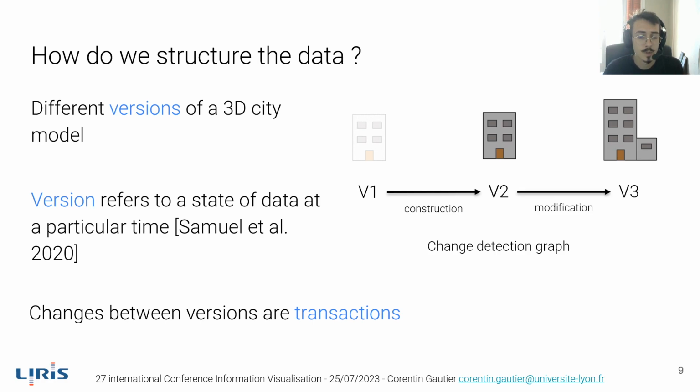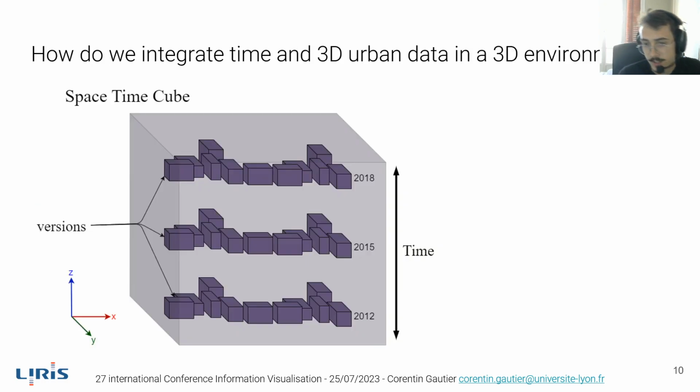So we have, for example, on this schema, V1 and V2, two different versions of a building, and we call the difference between V1 and V2 a transaction. And we have four kinds of transaction in our method: construction, modification, demolition, and unchanged. So now we have structured the data.